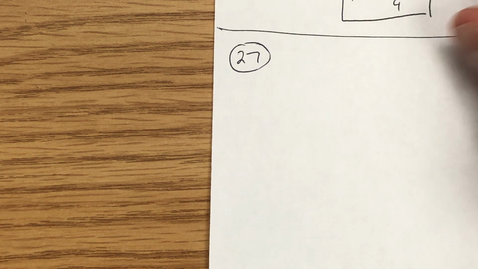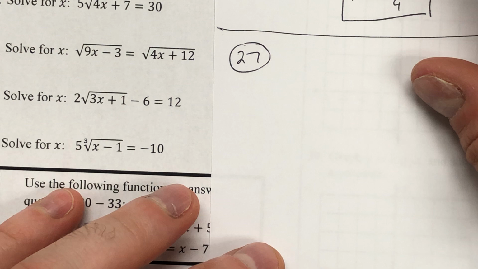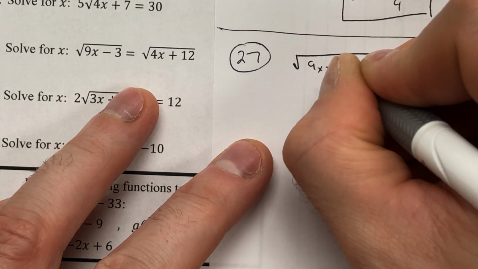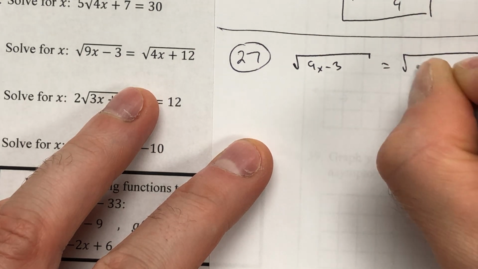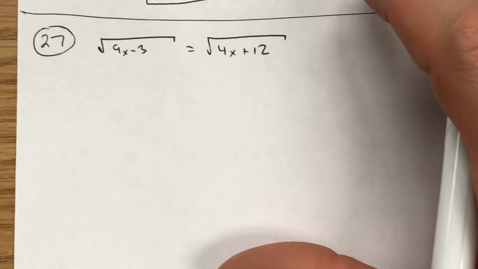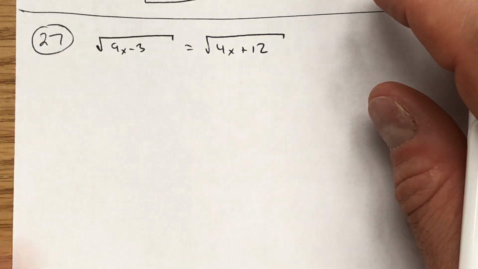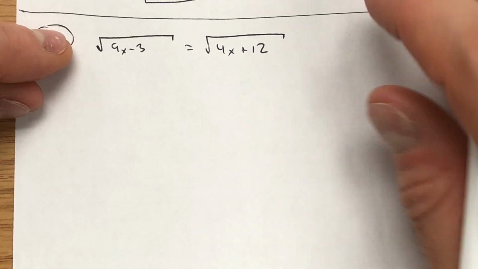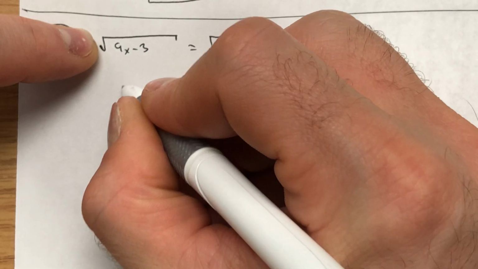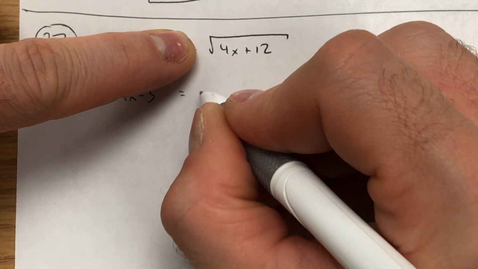Okay, number 27. Looks like I have a double radical. So I have the root of 9x minus 3 is equal to the root of 4x plus 12. So there's nothing outside the radical to try and move around. So my first step is to square both the left and the right-hand side. If I square a square root, it cancels out. If I square a square root over here, it also cancels out.